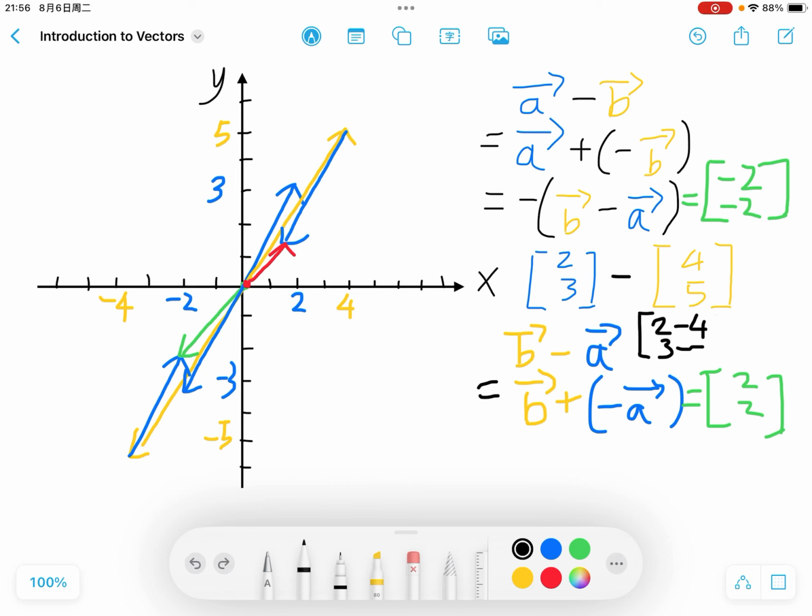So why is that? Because we're actually just adding a negative vector B. When we add negative vector B, we result in adding negative 4, negative 5. So if we have 2, 3, and we add that to negative 4, negative 5, isn't that the same as the vector 2 minus 4, 3 minus 5? So that's just the same logic, but it's simplified a lot.